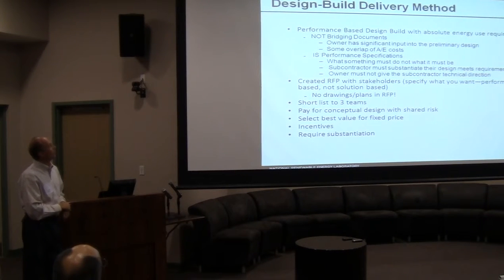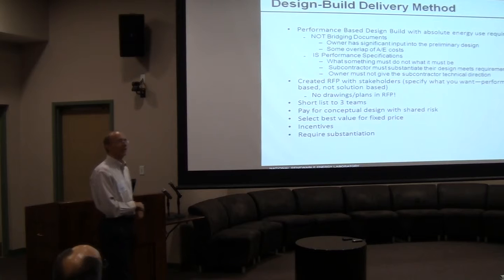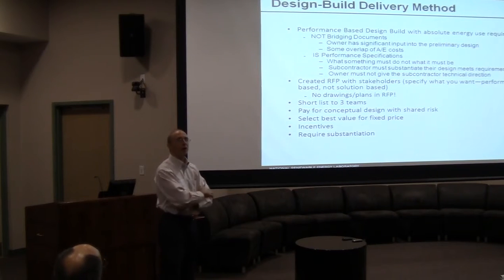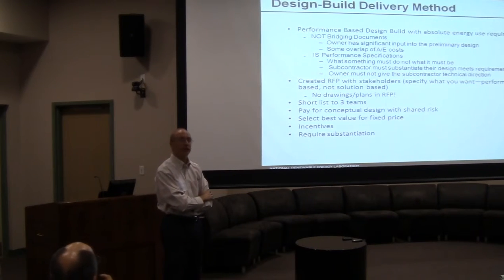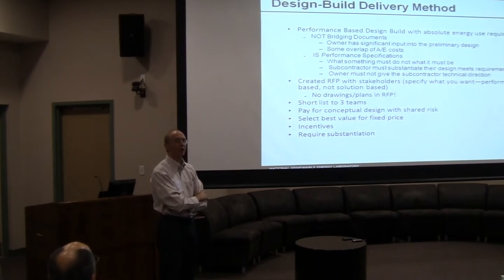The subcontractor must substantiate that the design met the requirements. One of those pieces was, well, how do you substantiate energy design? We required that they had to substantiate it, that it would meet that performance at time of turnover. What they did was they came in and said, well, here's the process we're going to use to do that. Part of that was energy modeling. The energy model had to match the as-built condition of the building at time of turnover.